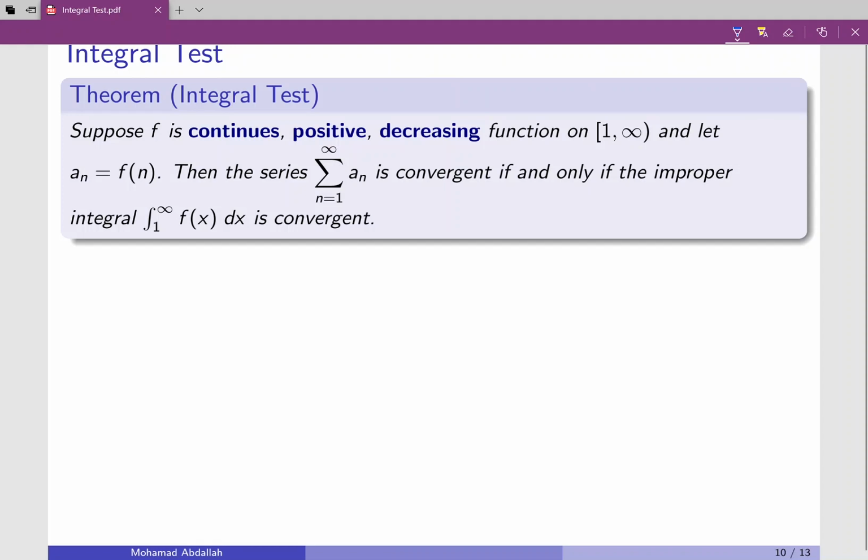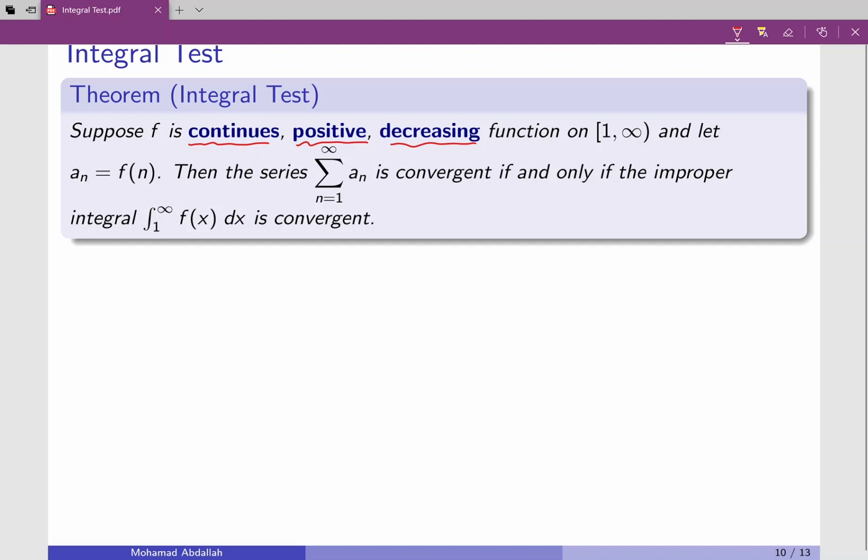So now we take a look at the integral test. It's very similar to the example that we just did. Notice that in the previous two examples, the functions I considered were continuous from 1 to infinity. They were positive, always above the x-axis, and both were decreasing. So you need these three conditions in order to apply this integral test.